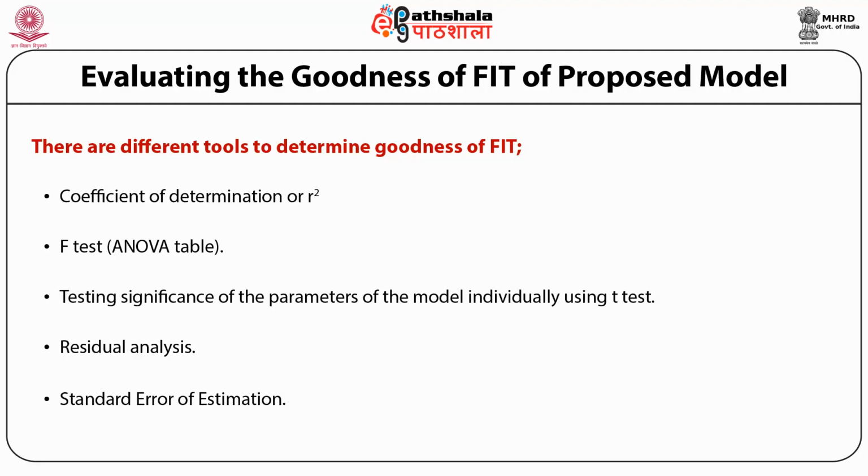Next is testing the significance of the parameters of the model individually using the t-test. We have already calculated the various parameters of the model like alpha, beta. Now we can check the significance of these parameters using the t-test. Here we assume that their value is equal to 0, and we take the alternative assumption that their value is not equal to 0. It is significantly different from 0.